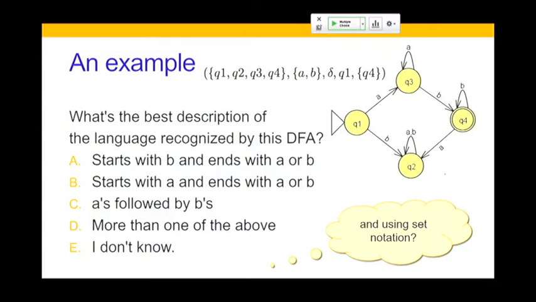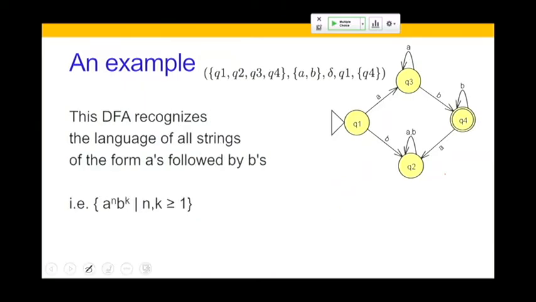And so in words, what are we doing here? How are we describing these strings? They're A's followed by B's. What should we add to that? With at least one A and at least one B. So at least one A followed by at least one B. Okay? All right, so in set notation, we might write it this way.